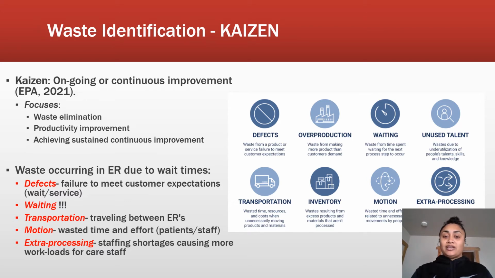Out of the 8 wastes identified by Kaizen, we focused on 5 wastes. Defects, due to failure to meet customer expectations because of the lengthy wait times and lack of customer-oriented service. Waiting, of course. Transportation, waste from traveling between ERs, trying to find better timing to be seen, or going back home to try to avoid long wait times.